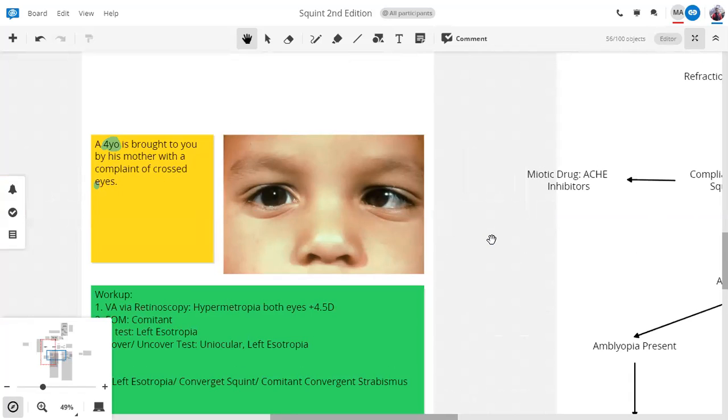And the second thing is they abolish accommodation. Okay? They block accommodation. So what happens? The child is unable to see. When pupillary dilation happens, there is such immense photosensitivity.